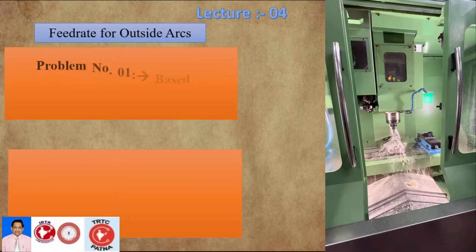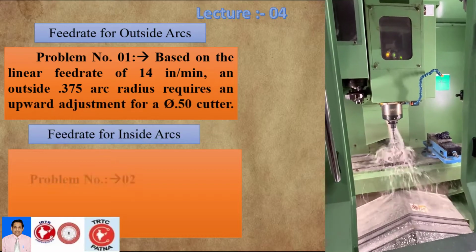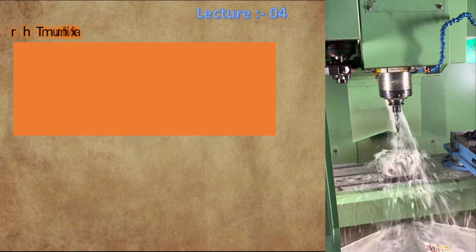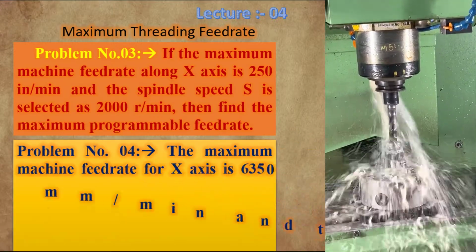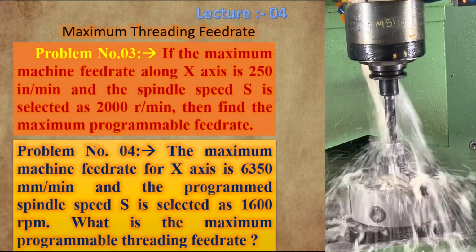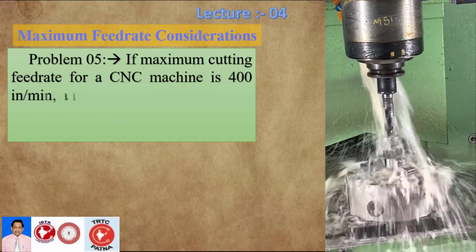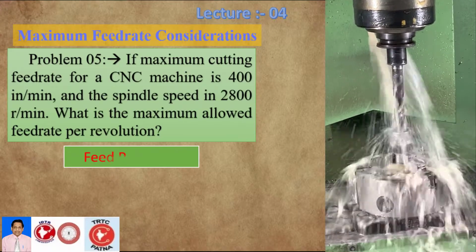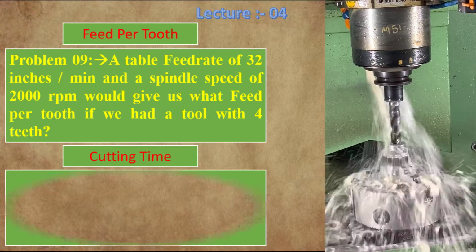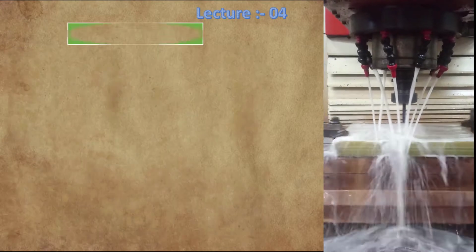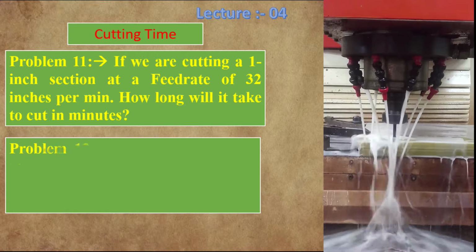First problem, feed rate for outside arcs; second problem, feed rate for inside arcs; then two different problems, imperial and metric unit systems, of maximum threading feed rate; one problem on maximum feed rate considerations; four problems for feed per tooth, two in imperial units and another two in metric units; and four problems on cutting time, two in imperial units and another two in metric units.